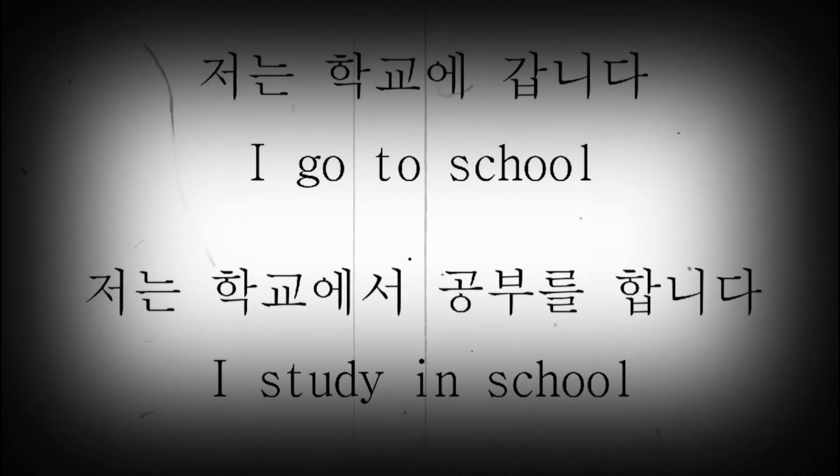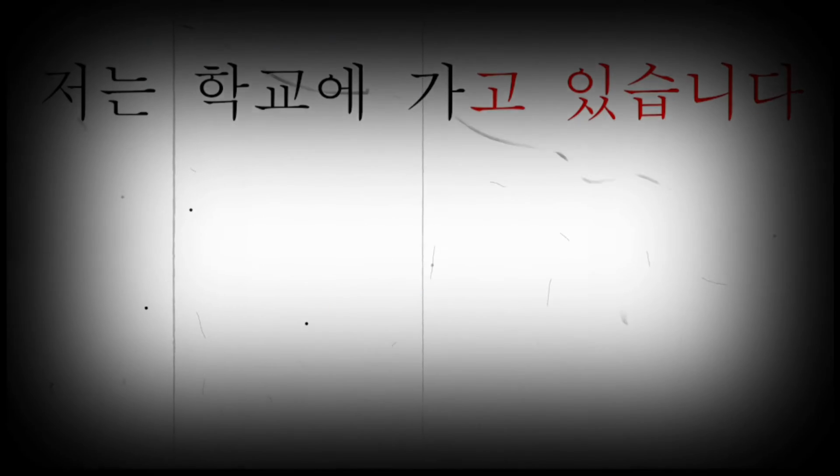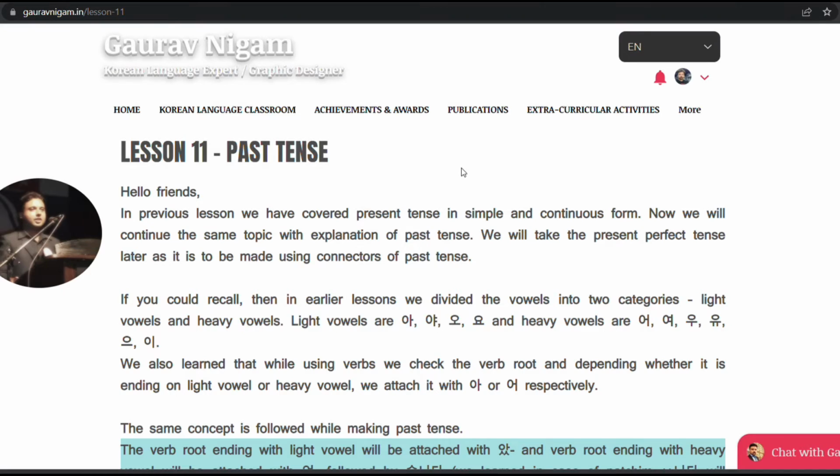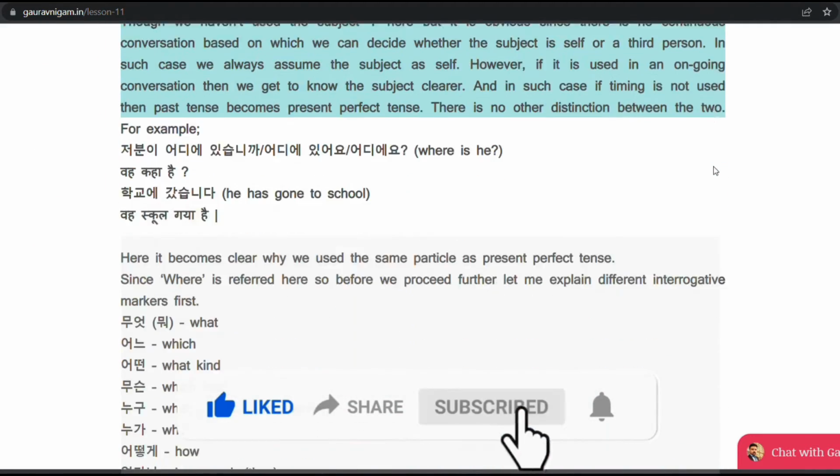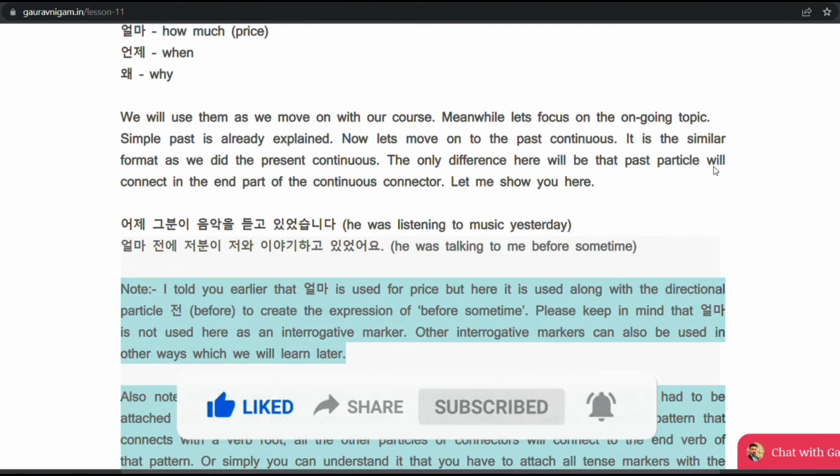In the previous lesson, we covered the present tense in simple and continuous form. Now we will continue the same topic with an explanation of the past tense. We will take the present perfect tense later, as it is to be made using connectors of the past tense.